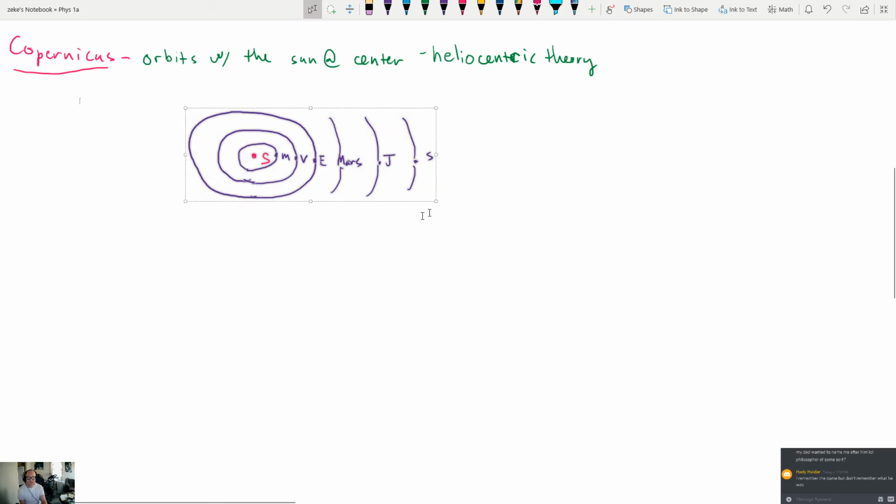All right, so that's Copernicus' theory. Copernicus' theory has a lot of problems, though. So that's where we get to our more modern understanding, which is a guy named Kepler.